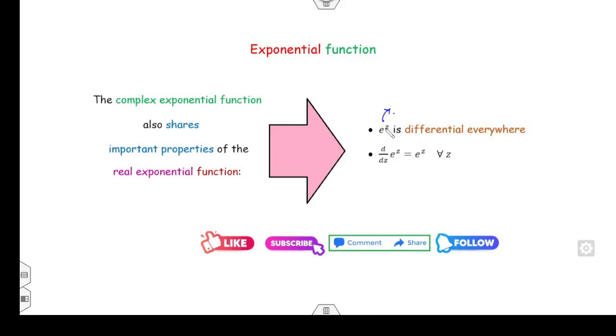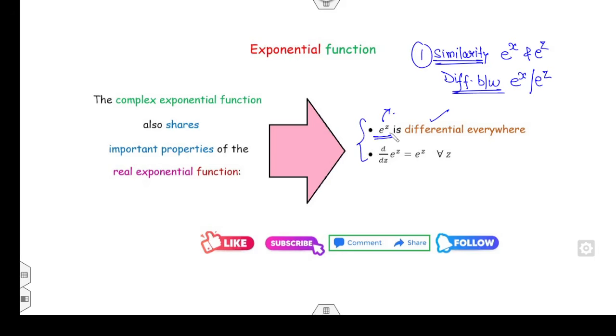Because e raised to power z is analytic, it is differentiable everywhere, and the derivative is also e raised to power z. So that is the first similarity between e raised to power x and e raised to power z. We will see in this lecture the basic difference between e raised to power x and e raised to power z. The first similarity is that both are differentiable everywhere and the derivative is the same.